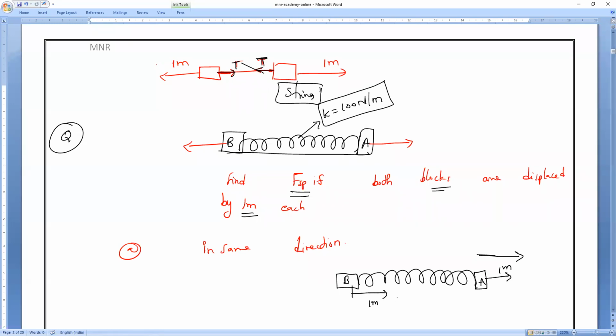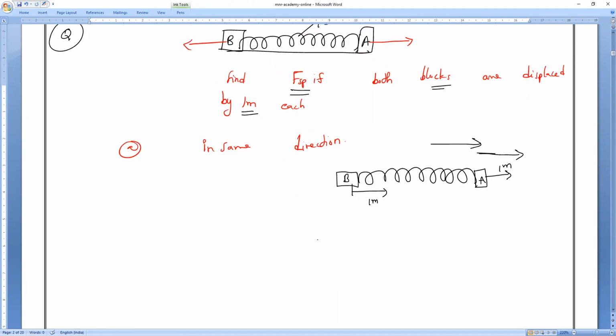So what is the final elongation or compression of the spring? Both are traveling in the same direction. A body will come here and B body is coming here. So finally, what is the net elongation? If it is the same direction, the net elongation is equal to 0. Do you all understand or not? Then the spring force is equal to K into net elongation, K delta X. So the spring force is equal to anything into 0, how much is it?